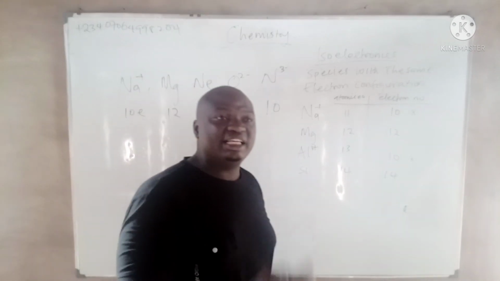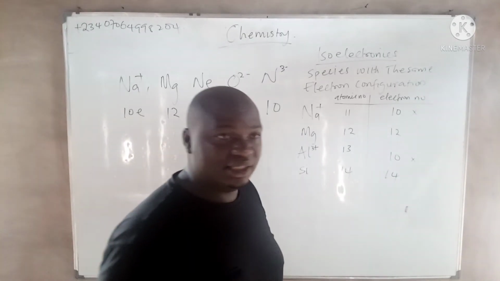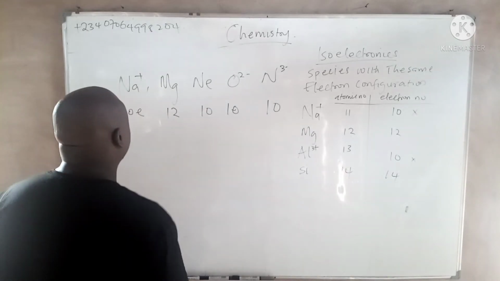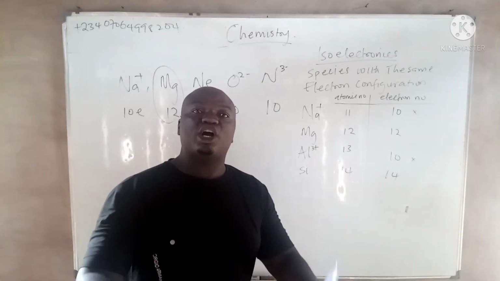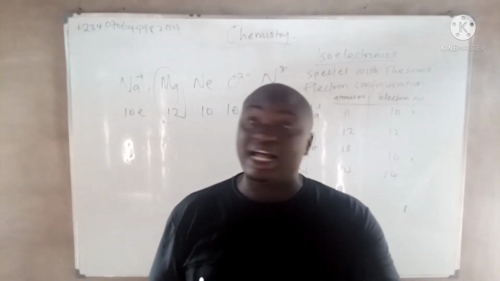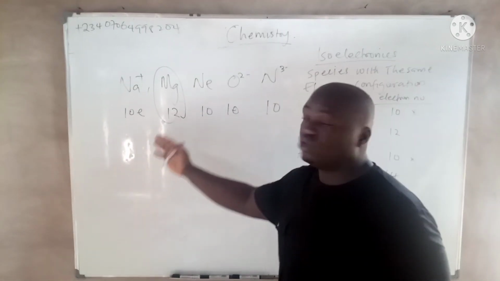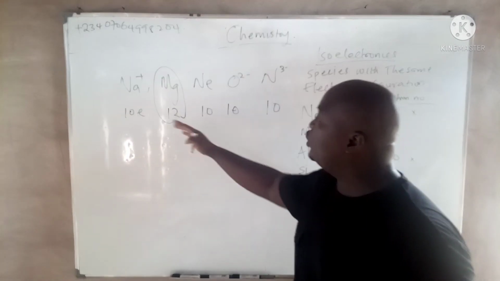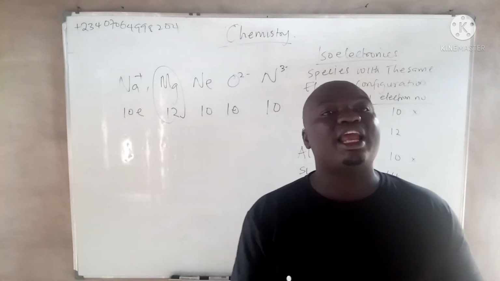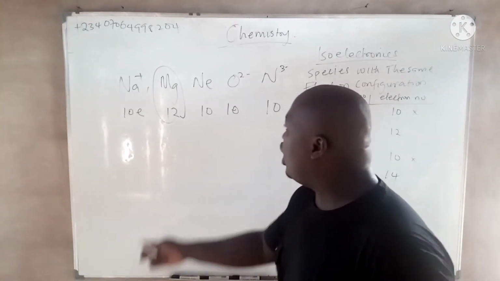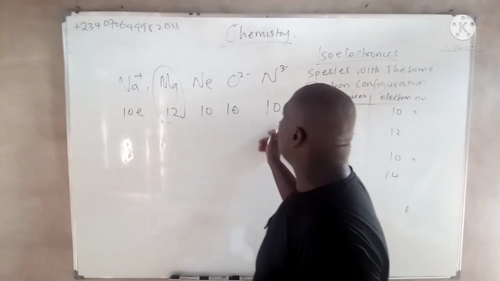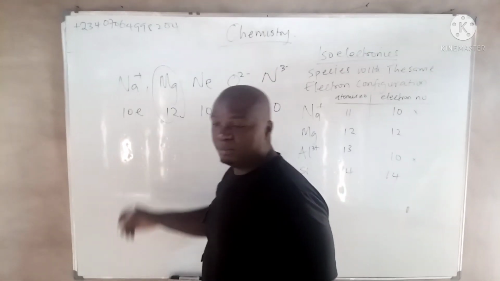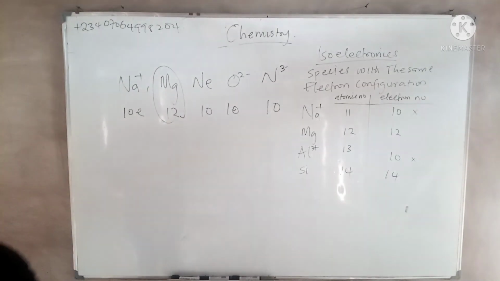So which among all these is not an isoelectronic? You can see the only compound that is not isoelectronic here is magnesium. So in a multiple choice question, if they should ask you which among these are not isoelectronic, all you need to find out is which among these ones do not have the same electron number. All of these elements above, they have 10 electrons, apart from what? Magnesium. That is the easiest way for you to find out under isoelectronics.